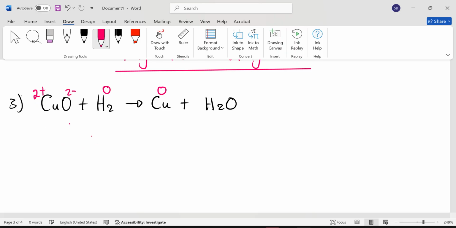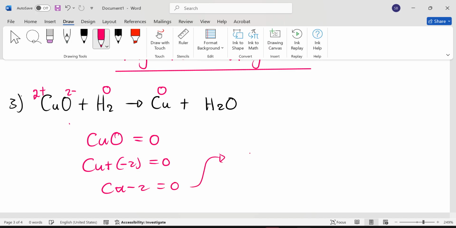But let's test it. Since this is a pure compound, we know that's 0, and that's copper plus the one that's oxygen, which is negative 2, and that's 0. So that's Cu minus 2 equals 0, and that gives me Cu equals a positive 2, right? So that's how I actually got to that conclusion.